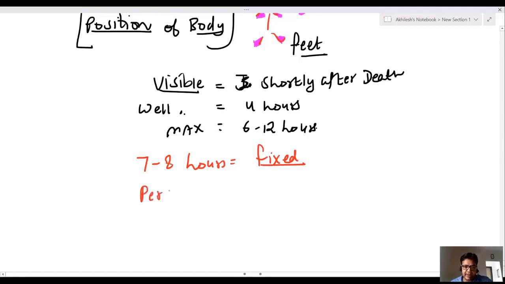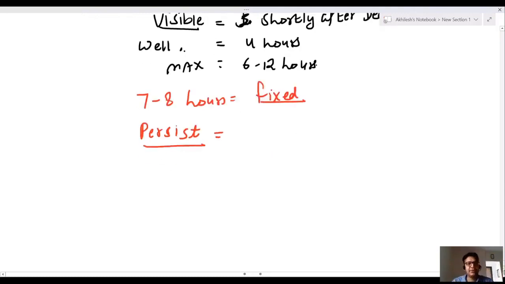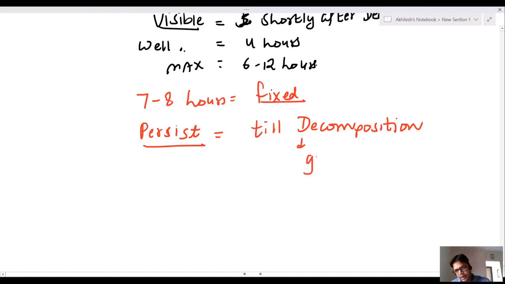Now, till what time does it persist? Sir, this color of the skin persists till decomposition, because after decomposition your body becomes green. So till your body becomes green, this postmortem staining persists.